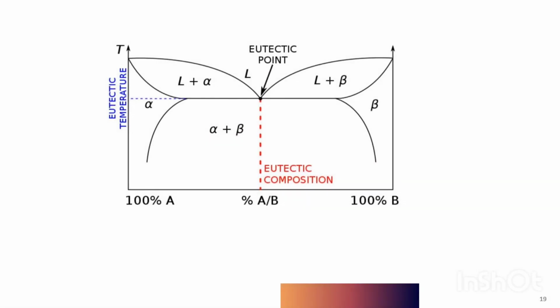Now this is a perfect example of the eutectic temperature of two components, namely component A and component B. Here, the alpha means the eutectic temperature of component A and the beta means the eutectic temperature of component B. The L is a eutectic point where the two components melt together to form a uniform mixture, and alpha plus beta gives the eutectic composition.